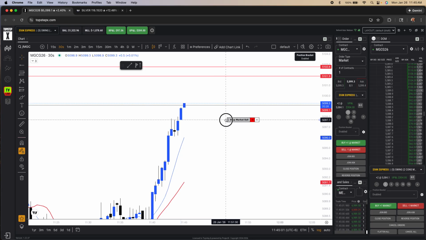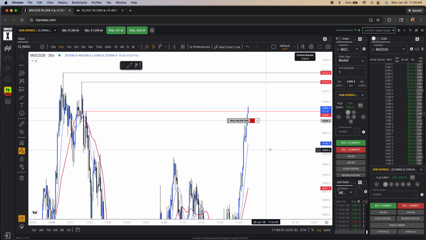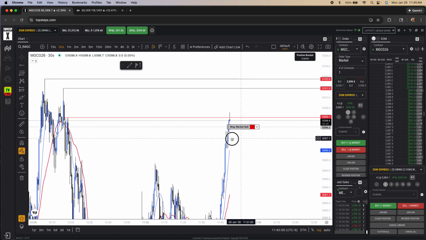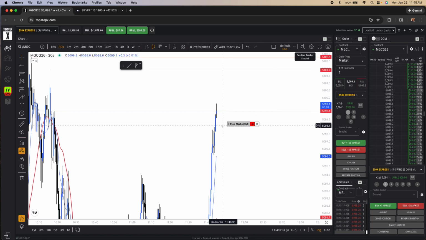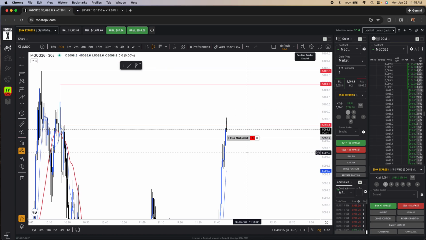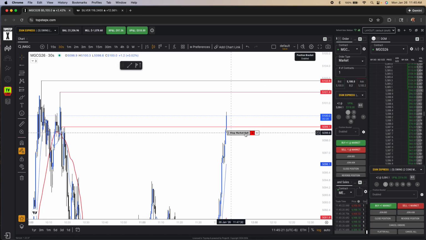So I'm going to trail kind of tight now. I'm leaving a little bit of room in the candles, but beautiful trades. Beautiful trades. Thank you, God.